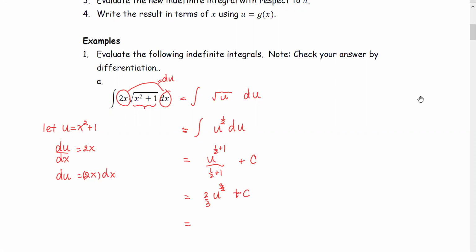And the last step, we replace the u with the term of the function x, which is 2/3 times x squared plus 1 to the power 3/2 plus c. So that is your answer. We could check the result by finding the derivative.